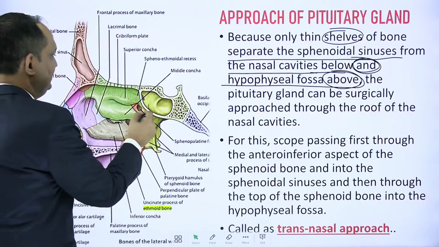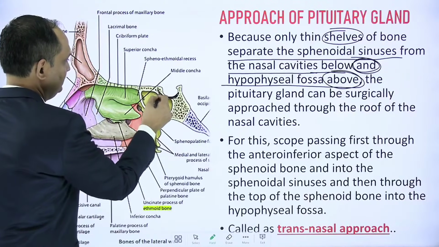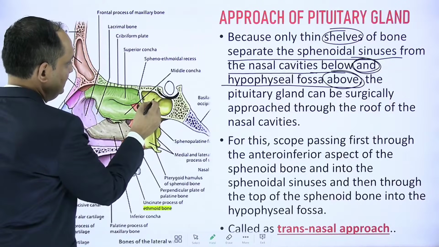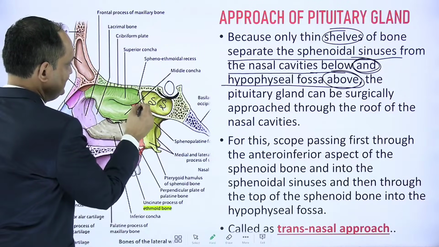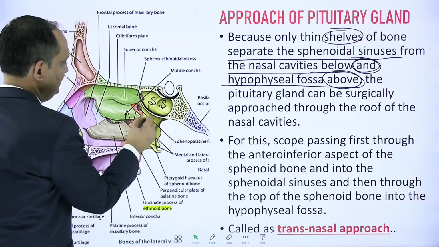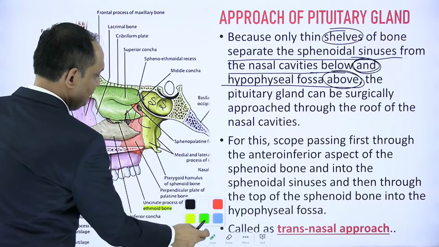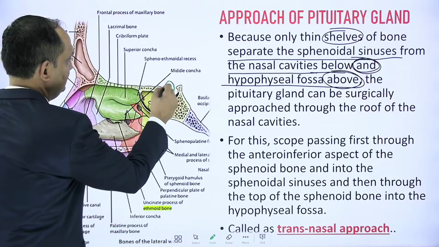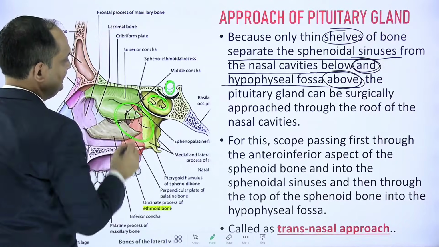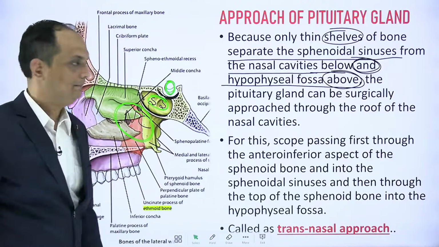So here you can see that this is the small cavity. Now this small bony plate is separating this cavity from the sphenoidal sinus, and one more bony plate separates the sphenoid sinus from the nasal cavity. So there are three spaces which you can see here. First space is the pituitary gland area, second is the sinus, and third is the nasal cavity. And there are two partitions, one is this thin plate and another is this thin plate.